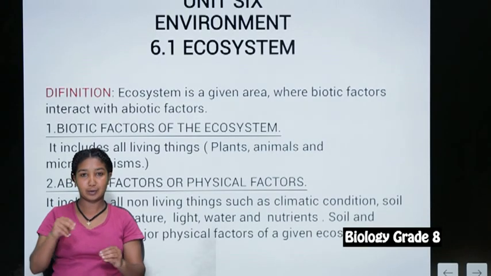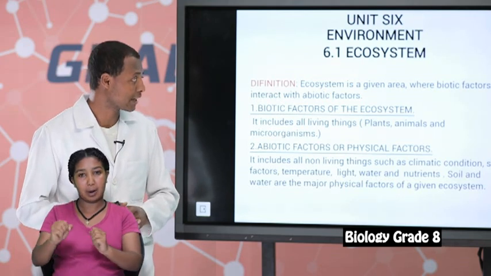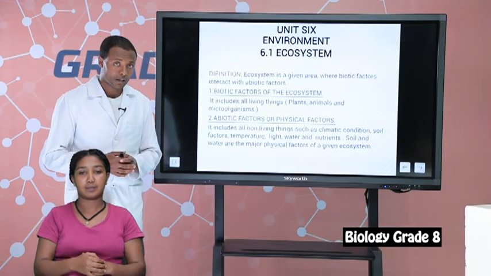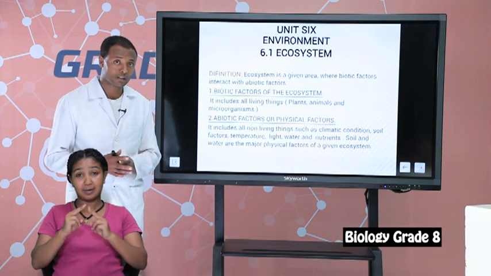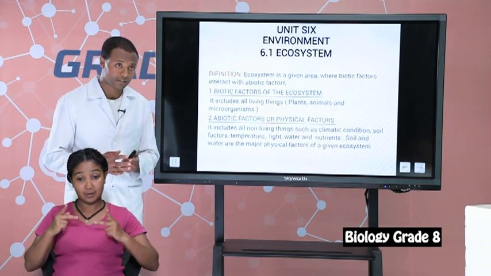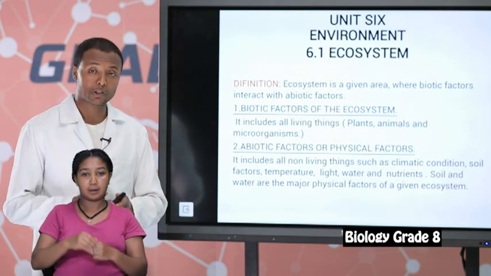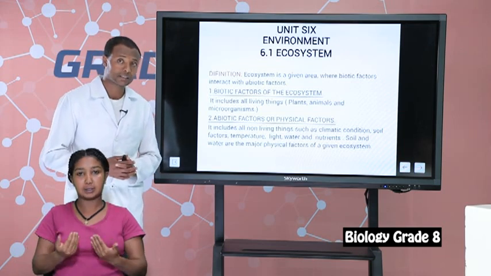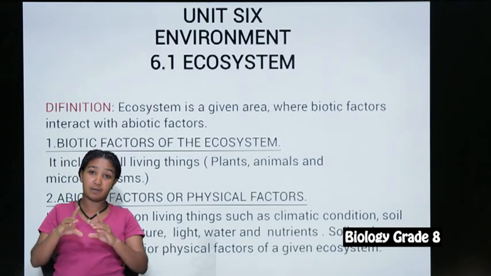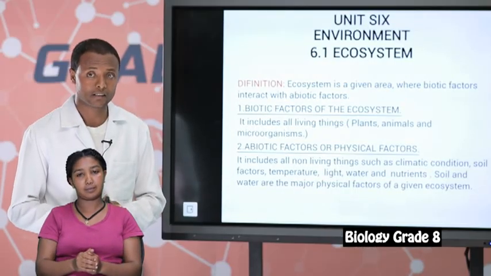Okay, students, let's summarize what we have discussed so far. We discussed ecosystem. We defined ecosystem as a given area where biotic factors and abiotic factors interact with one another. Biological factors and physical factors are the important components of an ecosystem. When an ecosystem contains both, it is said to be a complete ecosystem. The biotic factors include all living things, plants, animals, and microorganisms, whereas the abiotic factors or physical factors include soil, water, air, elements, and other mineral salts.